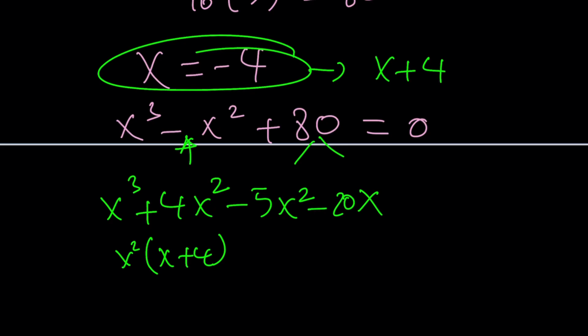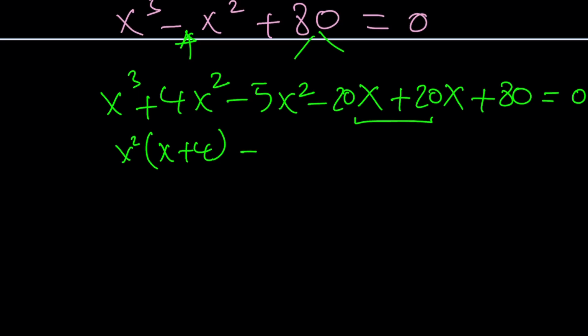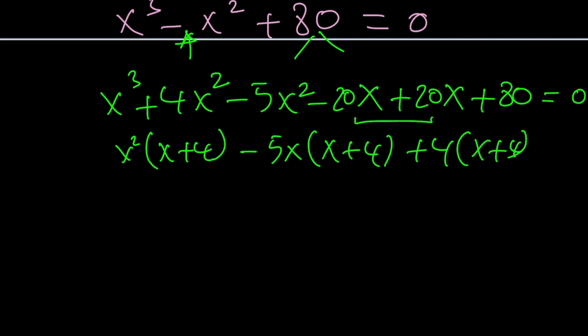Once you do this a few times, you'll get used to it. It's going to be pretty much automatic. But then I don't have an x in the equation, so I kind of have to follow up with a positive 20x. Notice that these two cancel out, but don't cancel them out. And a plus 80 will seal the deal. Now, what do we have? We have this minus 5x times this plus 4 times the same thing. Notice that x plus 4 is a common factor. Yay, we have x squared minus 5x plus 4.